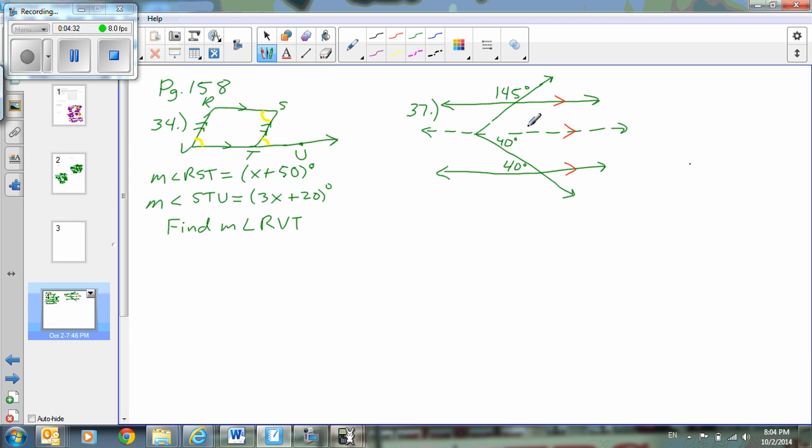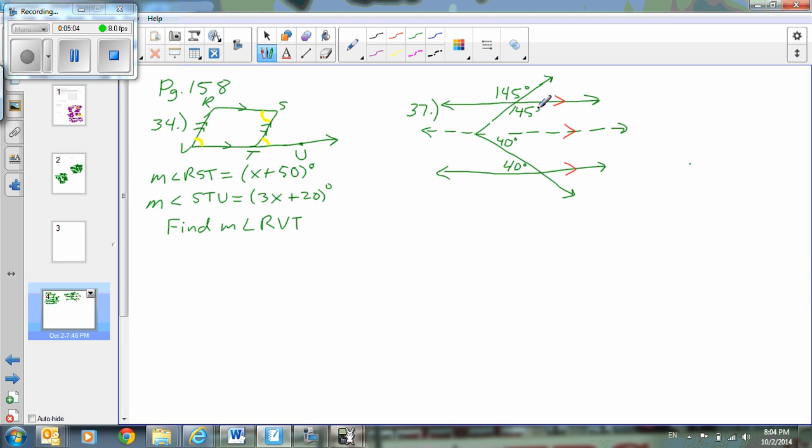Now we need to find the measure of this little angle to add to that 40-degree angle to get our final answer. Okay, so we are given a 145-degree angle right here. Notice that this angle would form a vertical pair with this angle. Remember, when two lines intersect, we always have two pairs of vertical angles that are always congruent. So if this angle measures 145, then this angle measures 145 degrees.